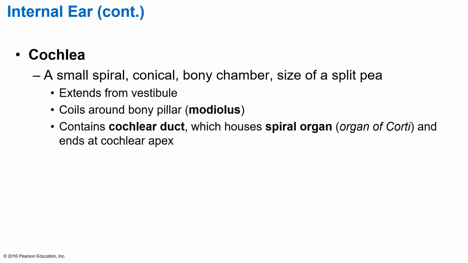Cochlea: small spiral-shaped conical bony chamber, size of a split pea. It extends from the vestibule, coils around a bony pillar. It contains the cochlear duct, which houses the spiral organ, used to be called the organ of Corti, and ends at the cochlear apex.